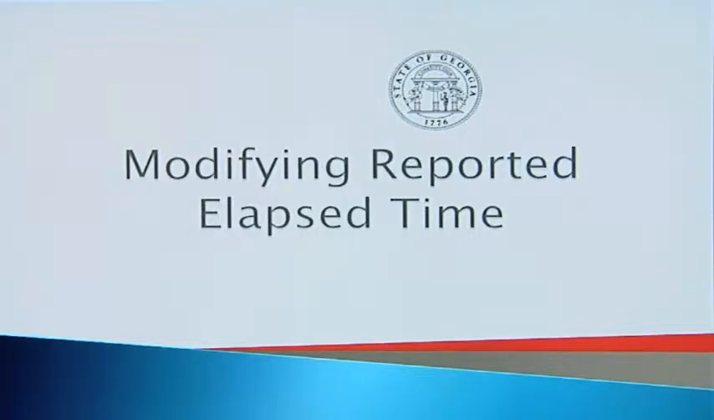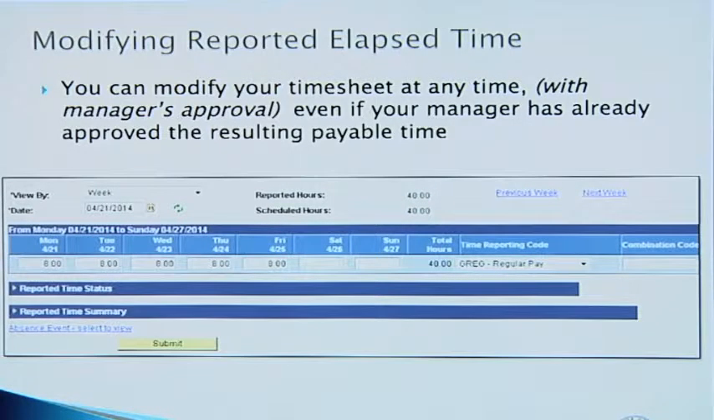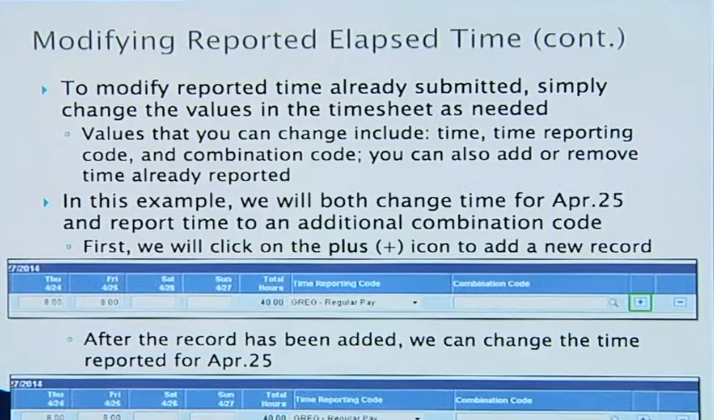Modifying reported elapsed time. You can modify your timesheet at any time with manager's approval, even if your manager has already approved the resulting payable time. To modify reported time already submitted, simply change the values in the timesheet as needed. Values that you can change include time, time reporting code, and combination codes. You can also add or remove time already reported.